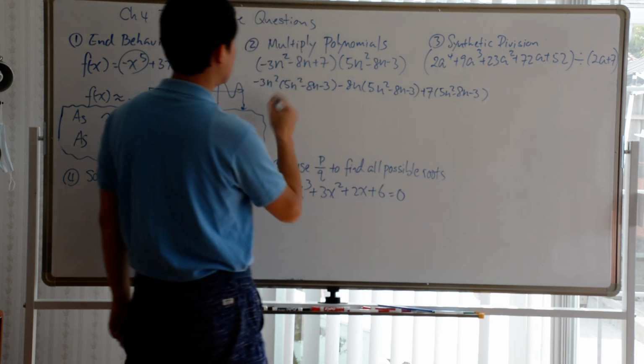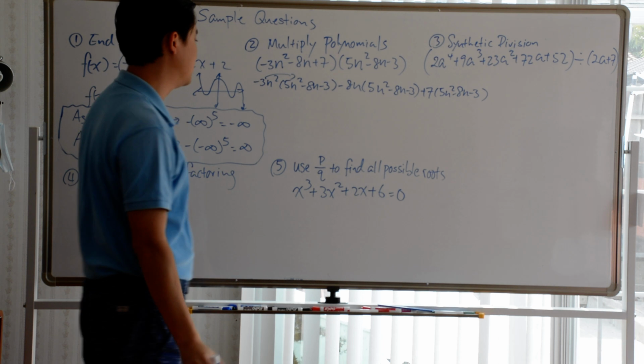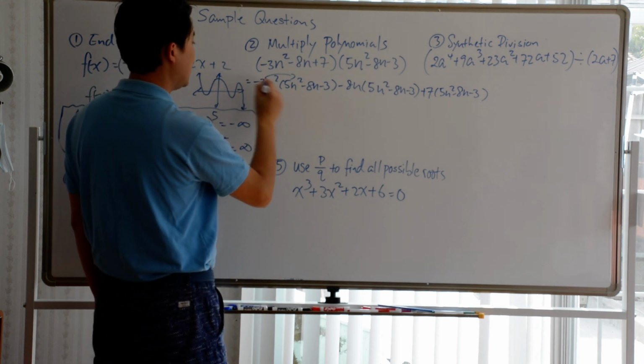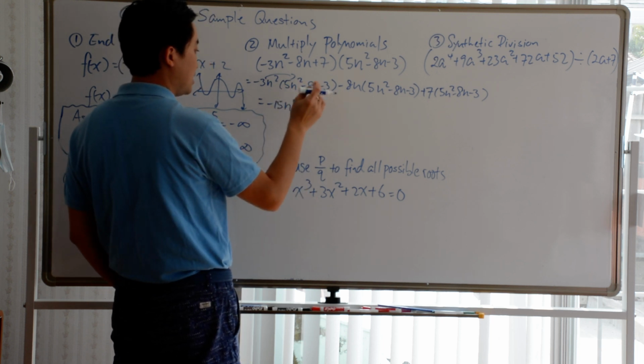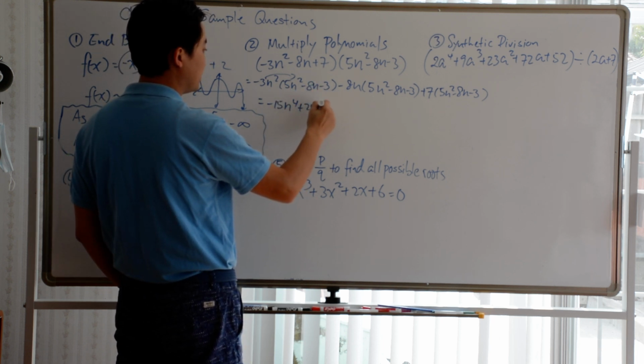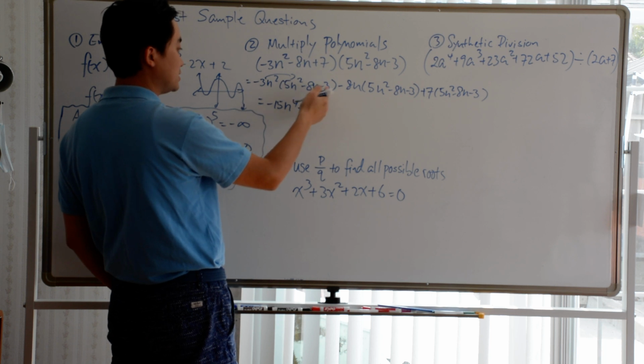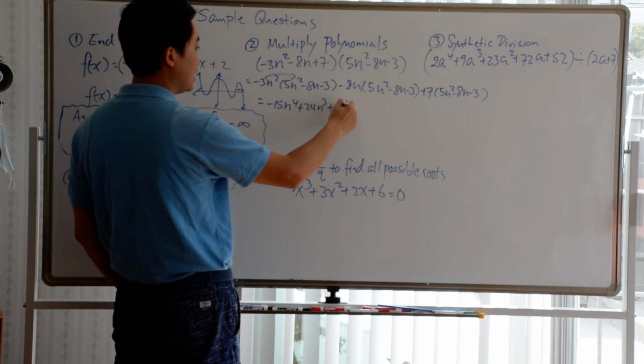And then the rest of this we can distribute. Negative 3n squared times 5n squared, so we do have negative 15n to the power 4. Negative 3n squared times negative an, so we do have positive 24n to the power 3. And then negative 3n squared times negative 3, so we do have positive 9n squared.